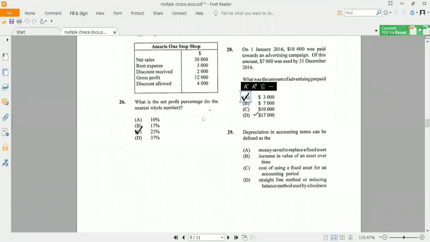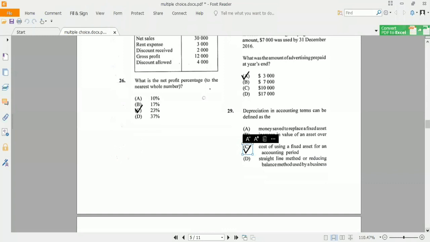Depreciation in accounting terms can be defined as: money saved to replace an asset, increase in the value of an asset, remember depreciation decreases, cost of using a fixed asset for an accounting period, straight line method or reducing balance method used by a business. This is C. They have to learn to eliminate.